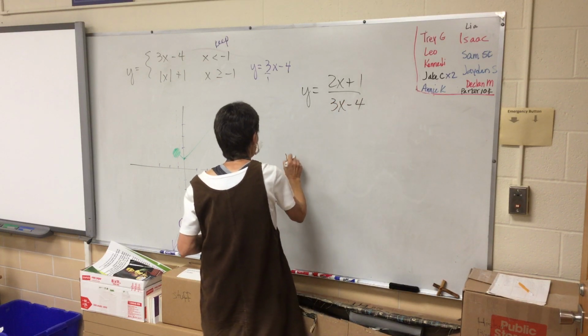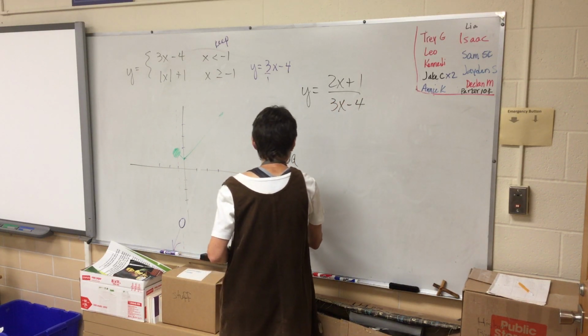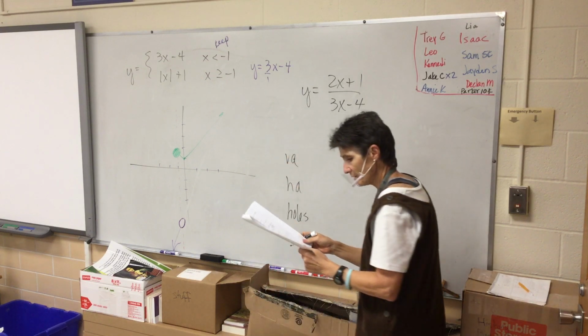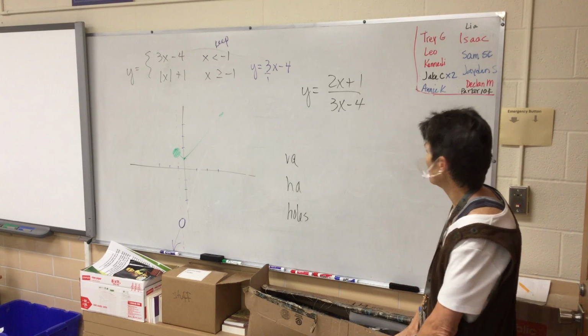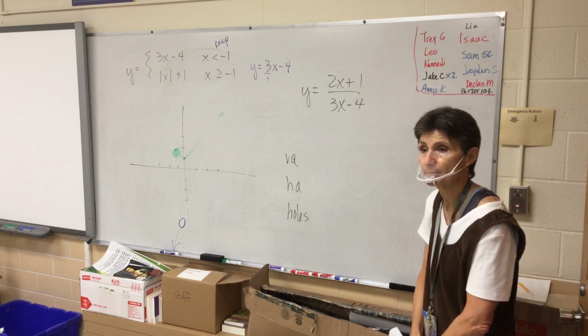And you're doing vertical asymptotes, horizontal asymptotes, and holes. You do not need to graph it. You're not doing any graphing here. You're just filling in the blanks. All right, what can you tell me about that equation?